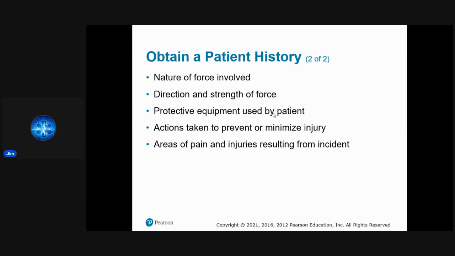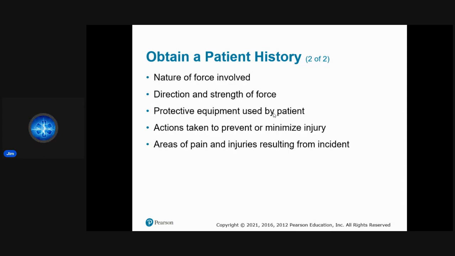Obtain a patient history. We're going to notice the forces that are involved. Did they fall from 20 feet? Was it a massive car wreck on a rear end impact? The direction and strength of the force. Which way did this come from? So if we're falling, the direction of the force is going to be a downward force.